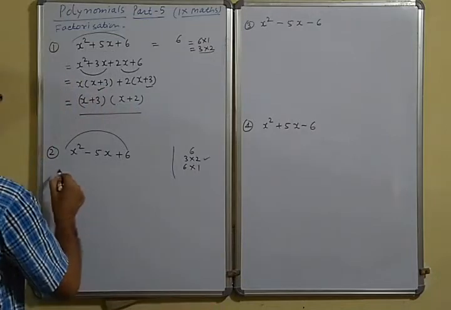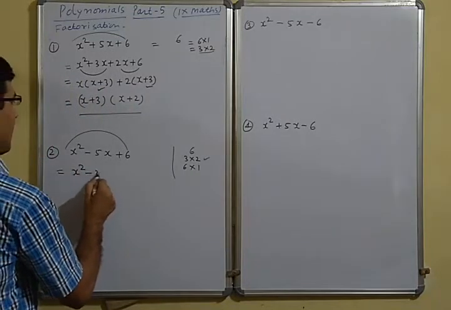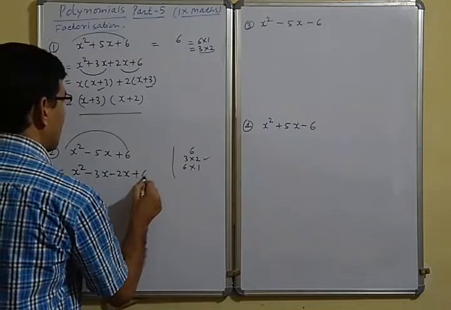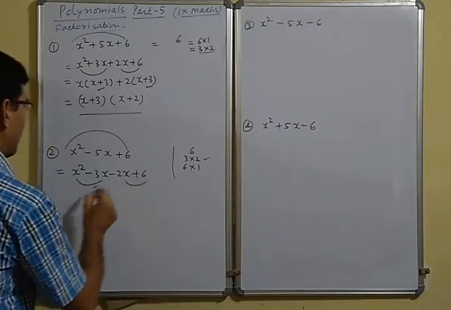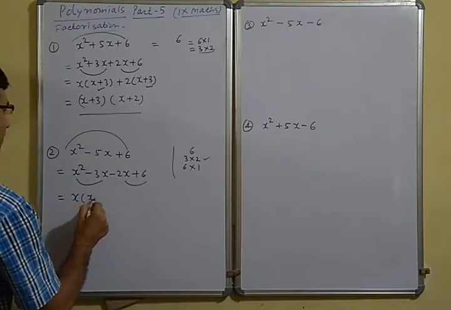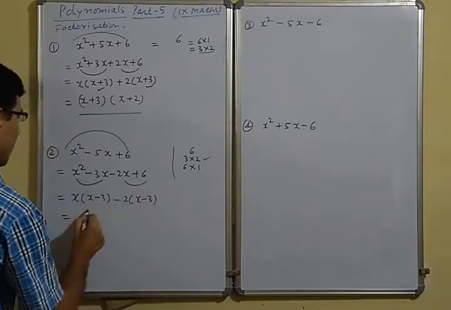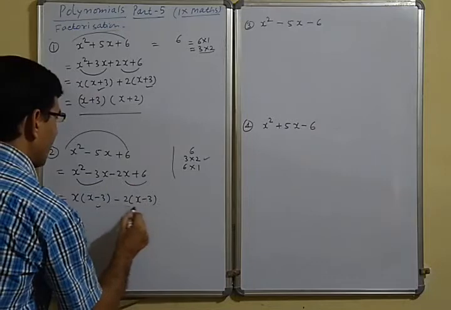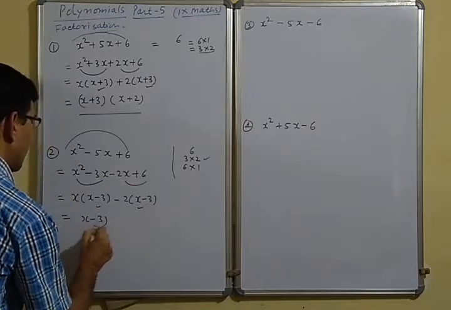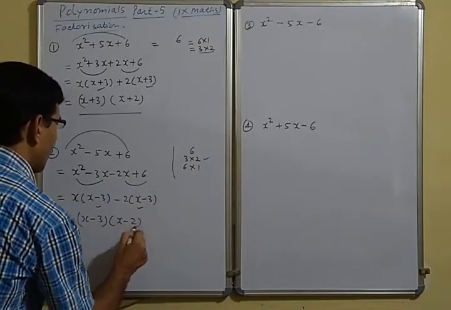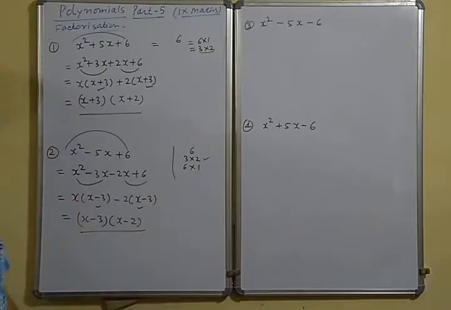So what can we write? That is x square minus 3x minus 2x plus 6. Take these two and these two. Here x is common, in the bracket x minus 3, and minus 2 is common, x minus 3. So x minus 3 is common. Take x minus 3 common, and in the other bracket you will get x minus 2. So now this is factorized.